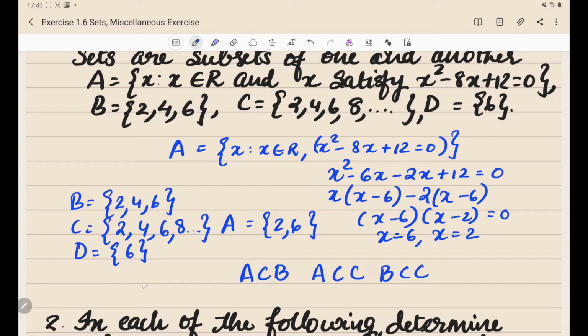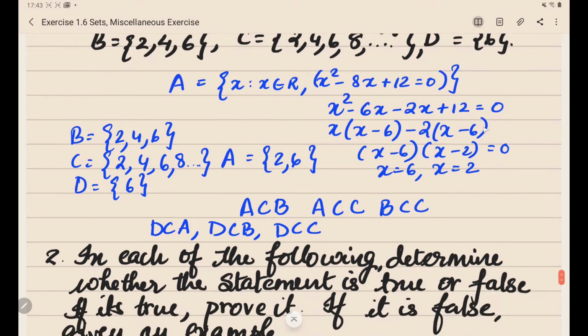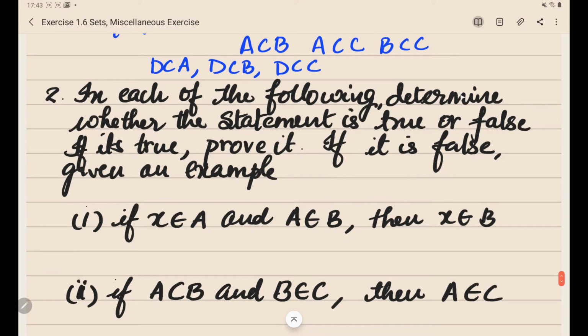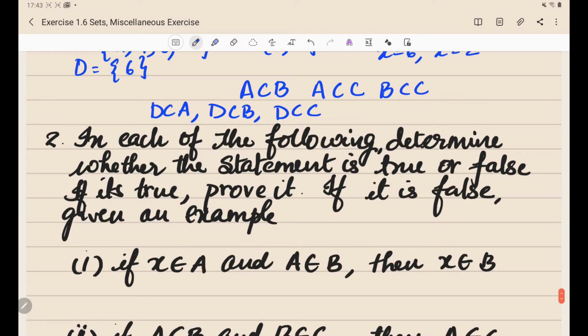Again, is D a subset of A? You can see that 6 is already an element of A, so D is a subset of A. Is D a subset of B? Yes, there also you can see that 6 is in B, so D is a subset of B. D is also a subset of C. So these are the possible subsets for question number 1. I hope it's clear. Now let's discuss the problems based on the second question.